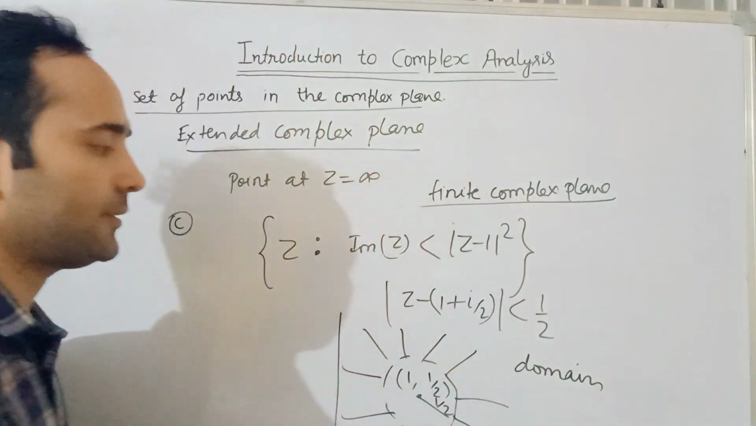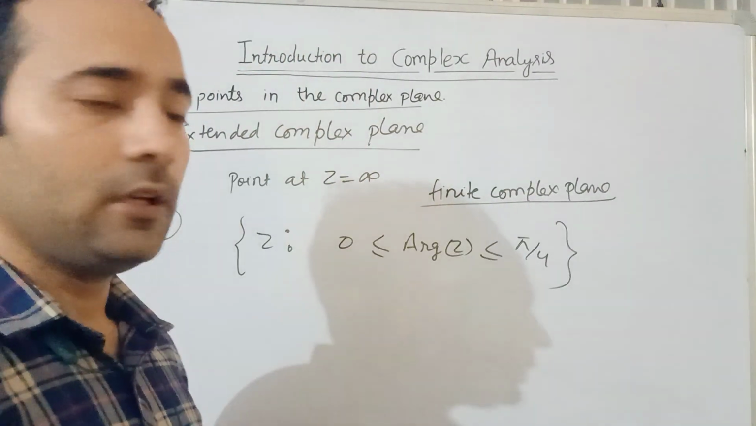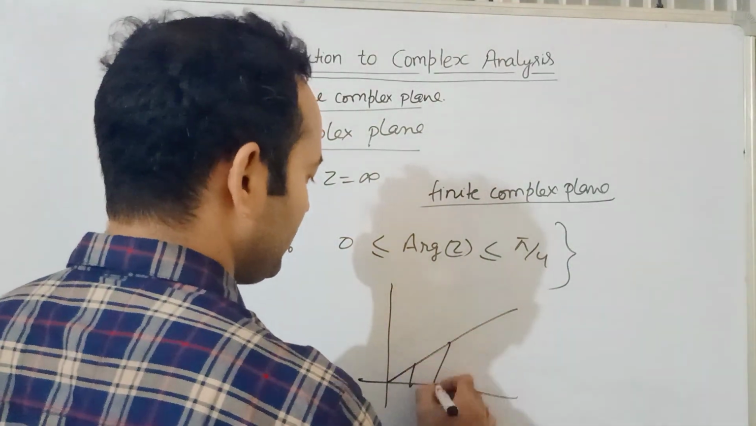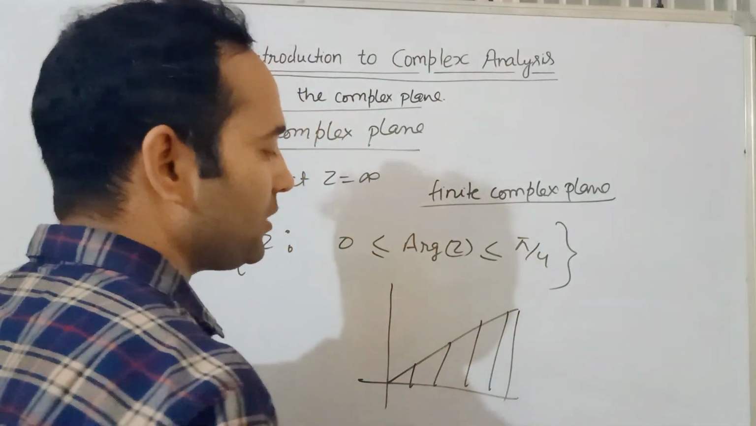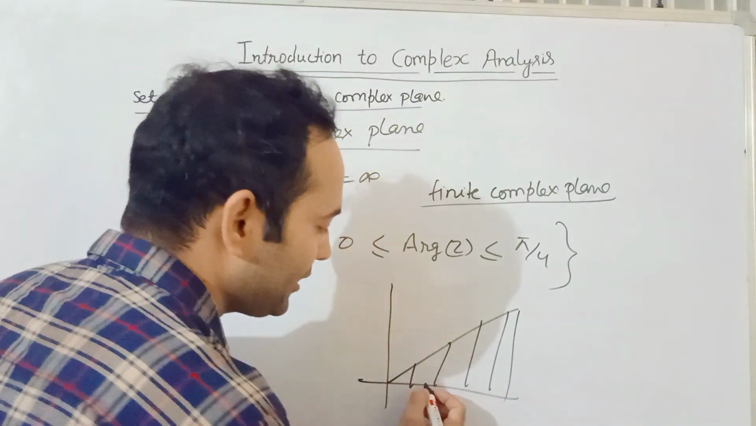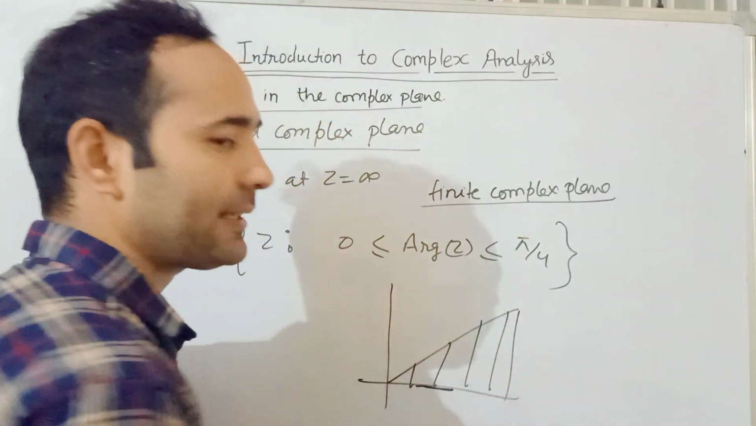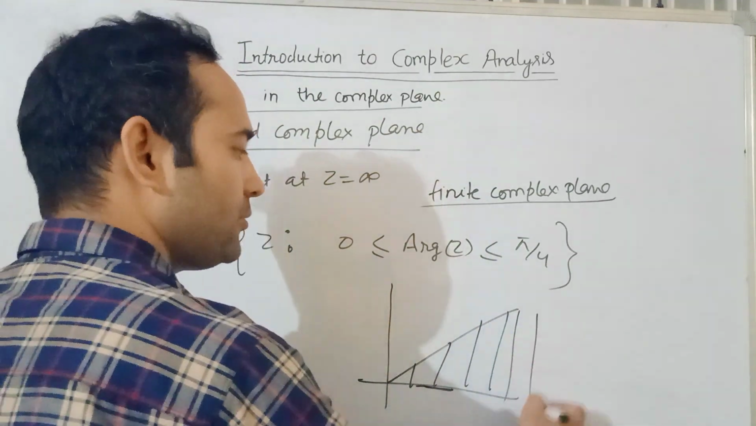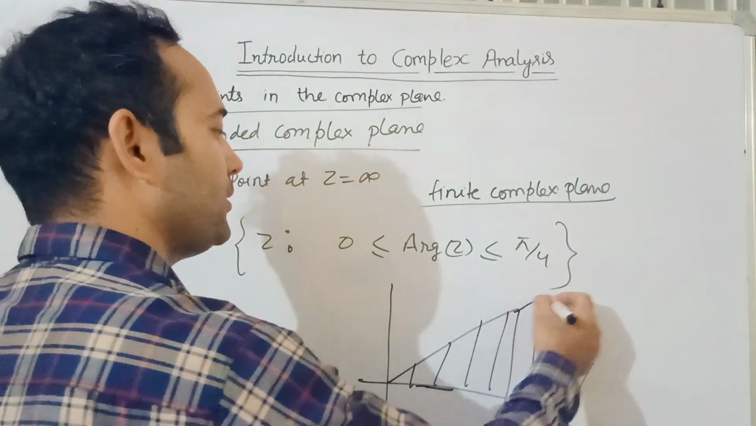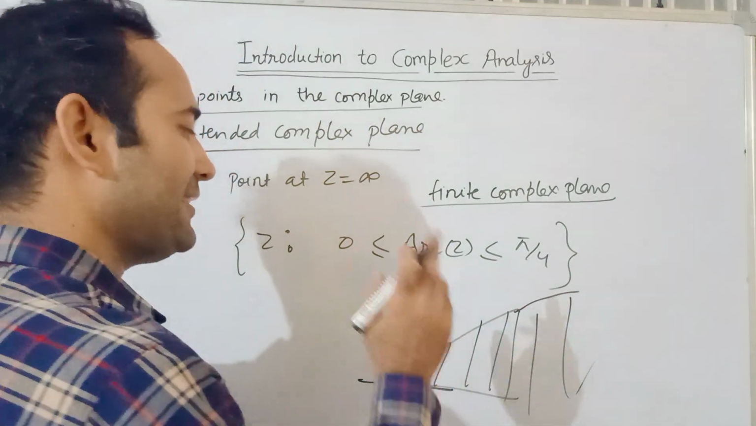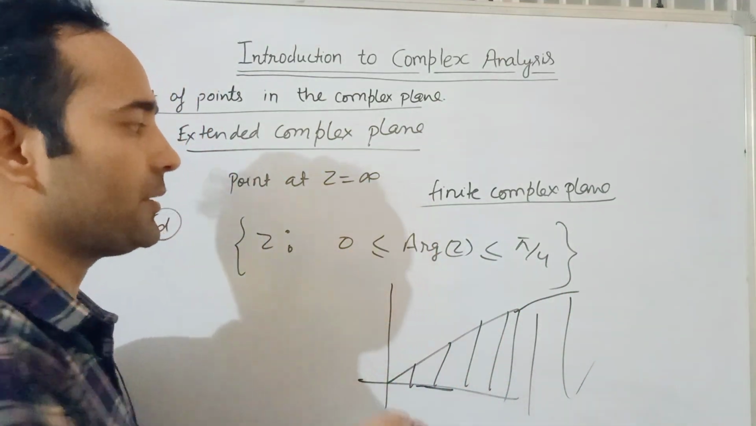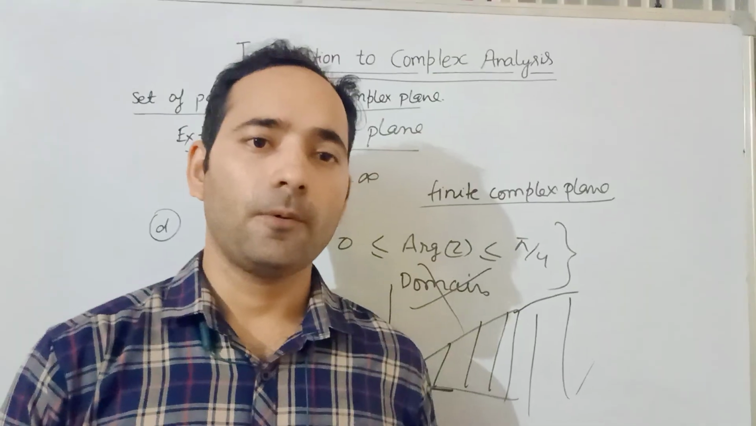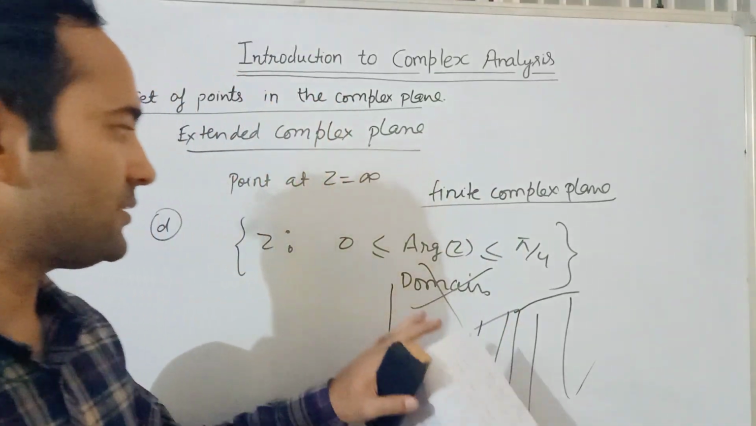One last. If you plot this, what will you get? This region. Is it open? No. You are including the boundary points, right? Is it connected? Yes. Is it bounded? No. It is unbounded. You can go to whatever extent you want. So it is unbounded, it is connected, but it is not open. So it cannot be a domain. So this is not a domain.